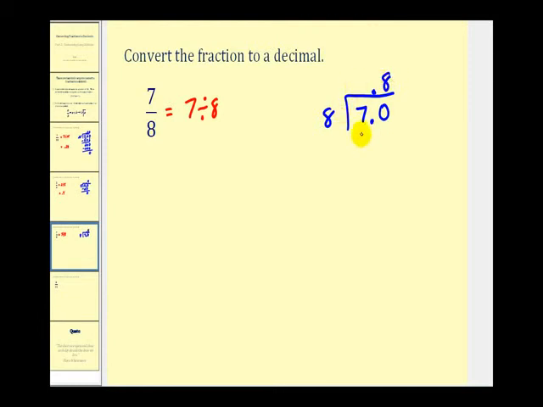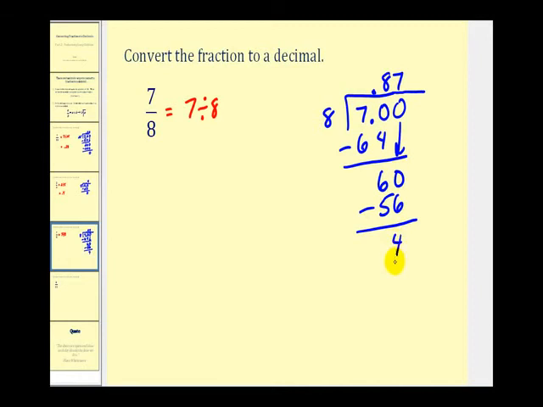8 times 8 would be 64. And we subtract. 70 minus 64 would be 6. Again, notice 6 is less than 8, so this digit is correct. Add a 0 and bring it down. How many 8s in 60? Well, 7 times 8 would be 56. And subtract. That would give us 4.